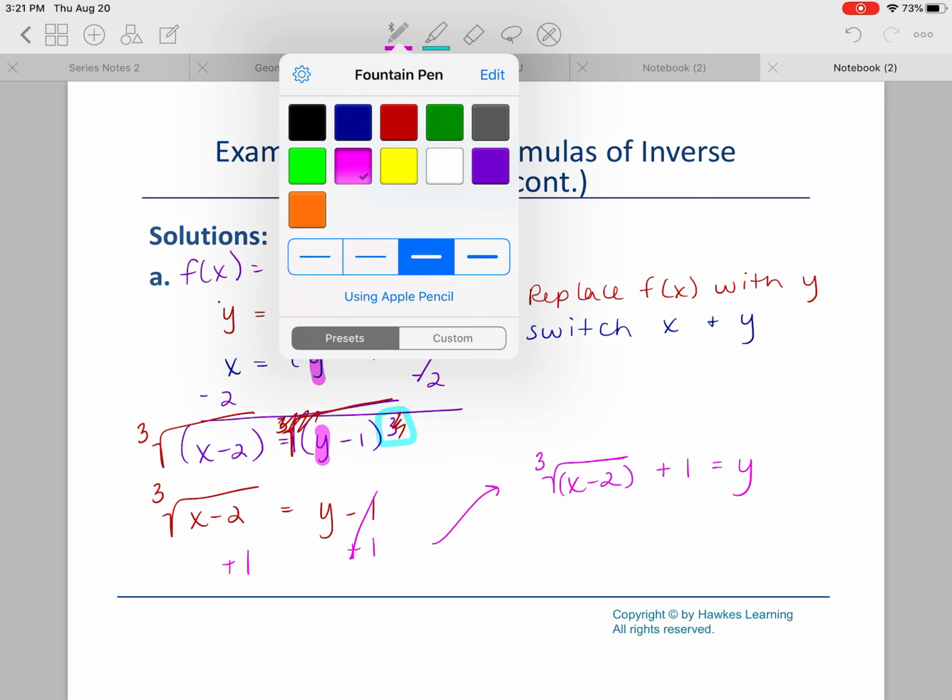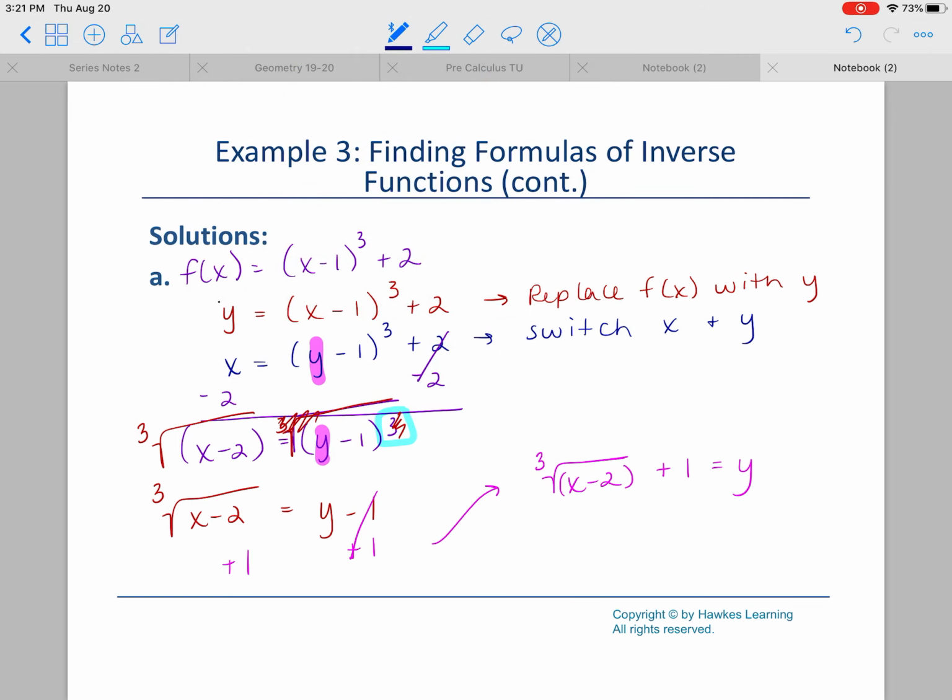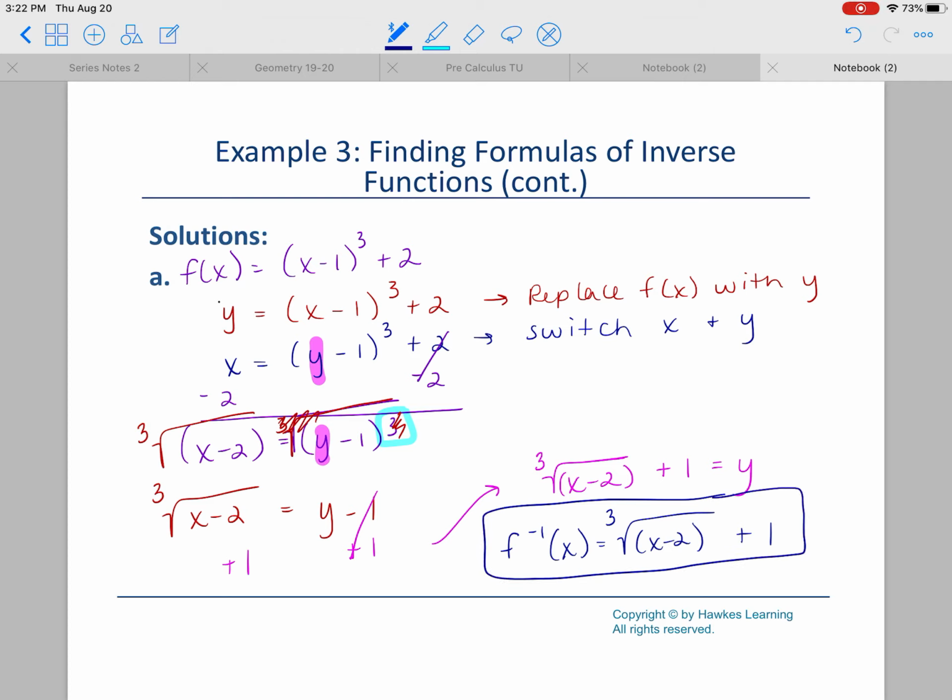This is my new function. Now to show that it is my new function, my inverse function, I now have to take the y and replace it with the inverse notation. f negative 1 of x equals the cube root of x minus 2 plus 1. And then this now is my inverse function.